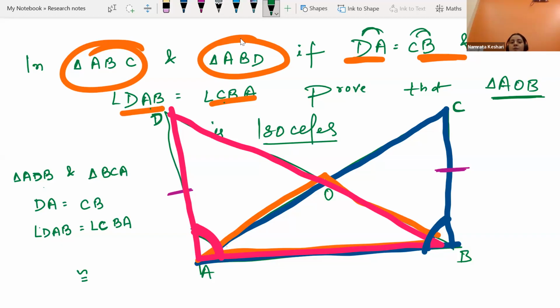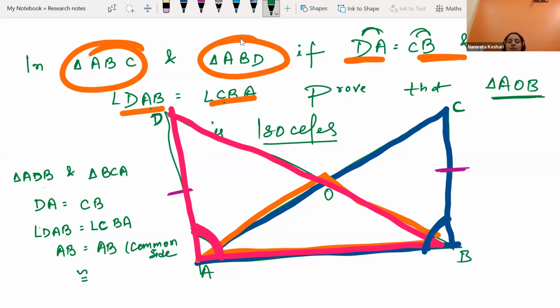Can we say side AB is present in both the triangles? Yes, ma'am. Okay. It is a common side. We are only considering the pink triangle and the blue triangle. We were thinking about just showing isosceles and all, and we are coming to that. AB and AB are the same.